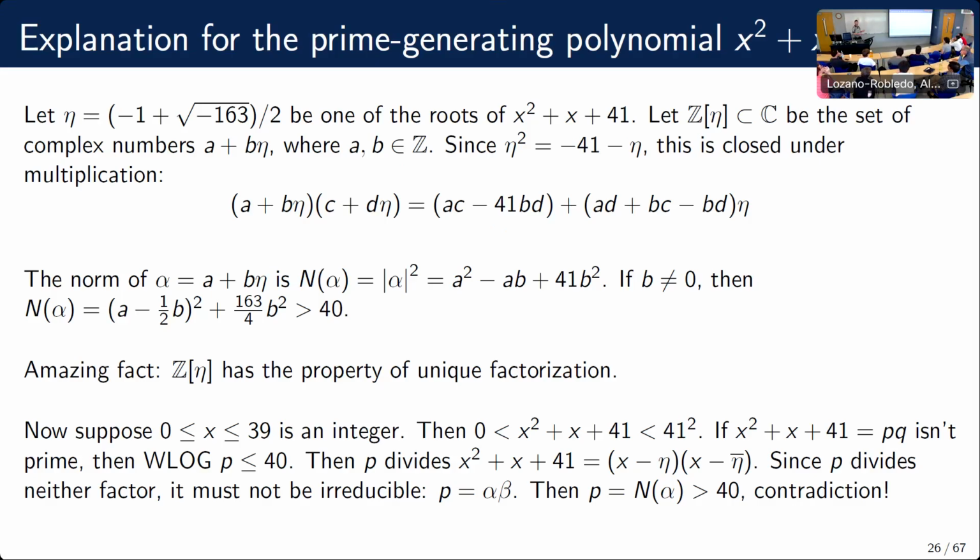So that proof shows that x squared plus x plus 41 is prime, and we didn't have to do any checking of that. It all just flows out of the fact that Z[eta] is a unique factorization domain, unique factorization. We good?